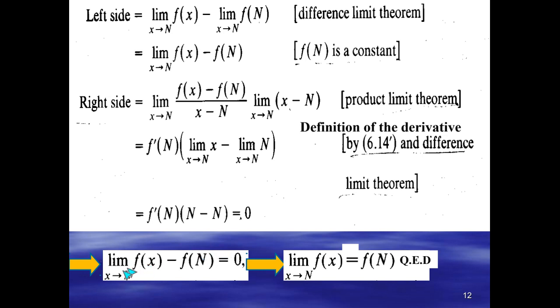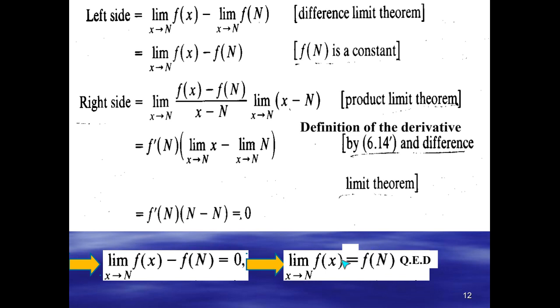We obtain the limit of f of x when x goes to n is equal to f of n. Quod erat demonstrandum. This is what we were proving. This is a Latin expression meaning this was what we were trying to prove. Quod erat demonstrandum. All right.